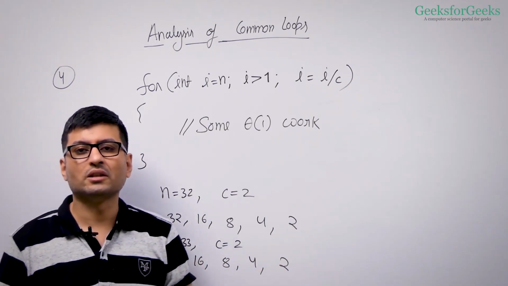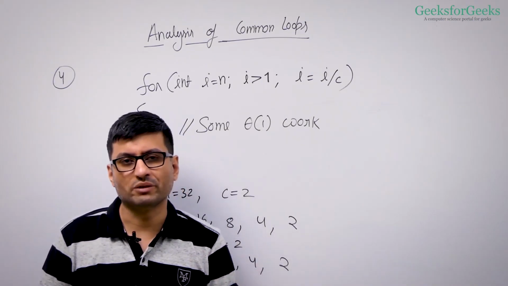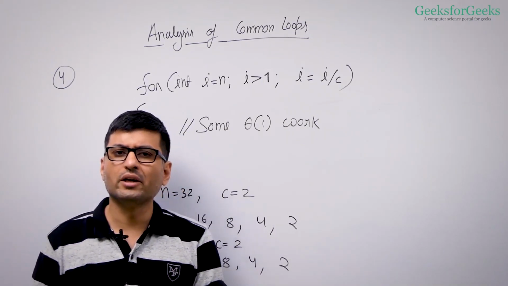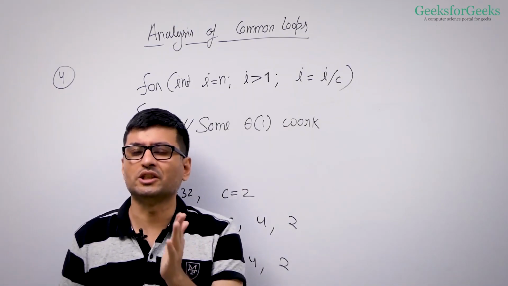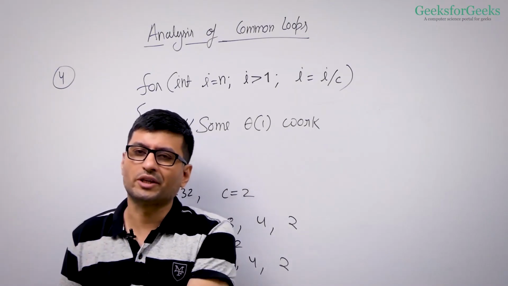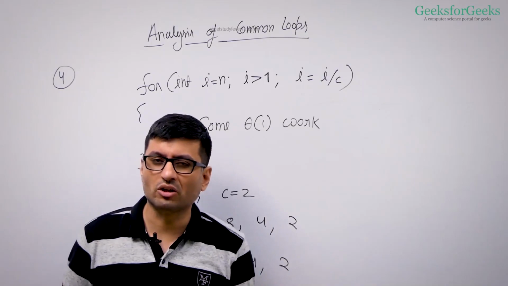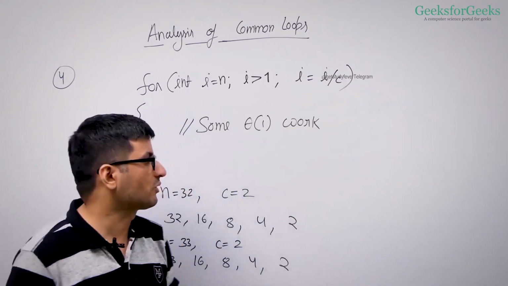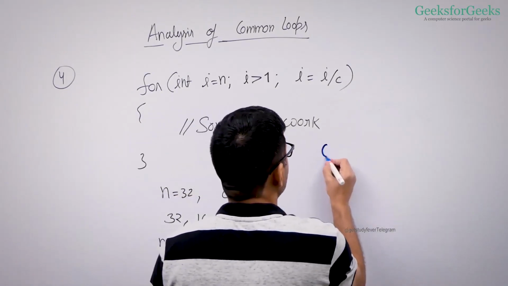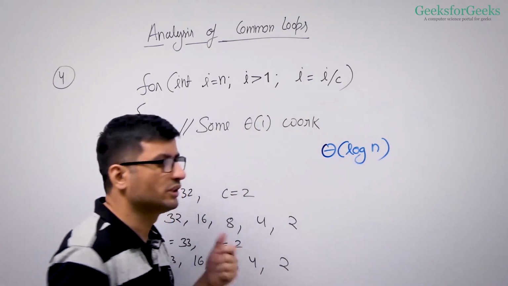Any guesses? If you take a look at this loop, it's just the opposite of the previous loop that we discussed, right? It runs the series with c raised to the power k minus 1, then c raised to the power k minus 2, c raised to the power k minus 3, till 1, right? So how many times is it going to run? You will again take the log and you will say it's log n. So order of growth of this loop is theta log n. It's the opposite of the previous loop that we discussed.